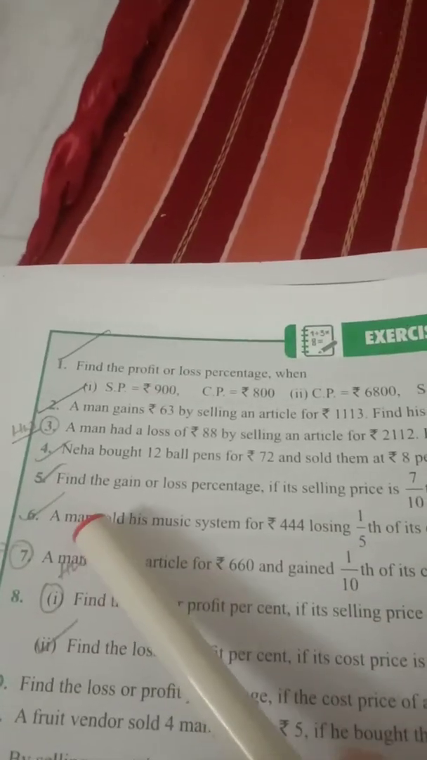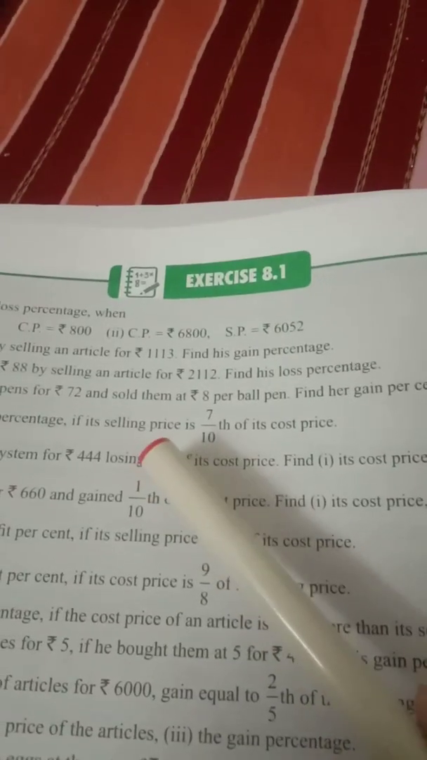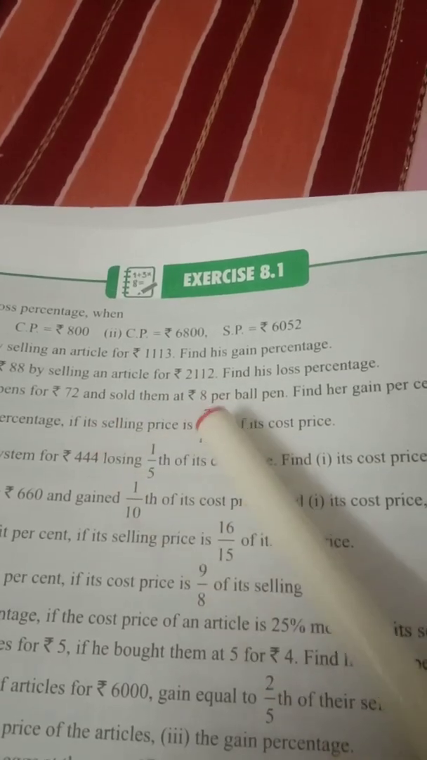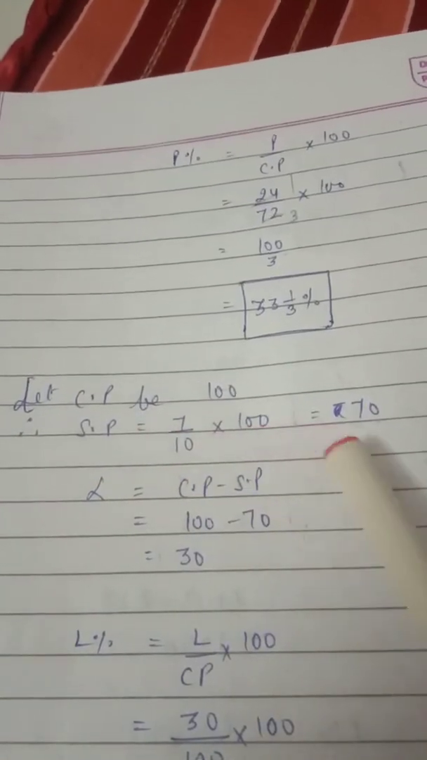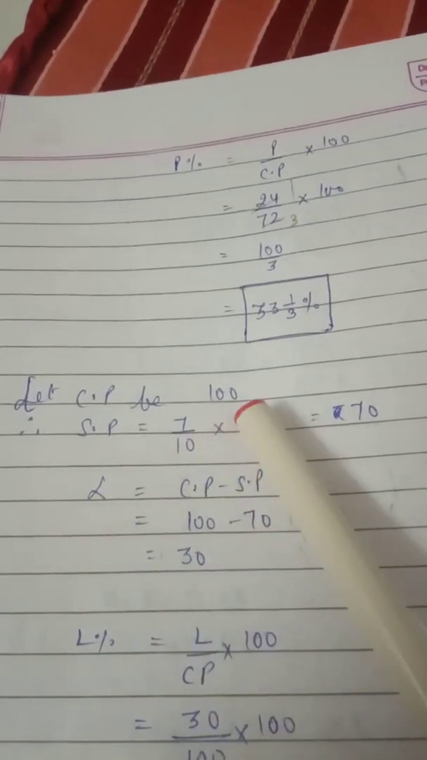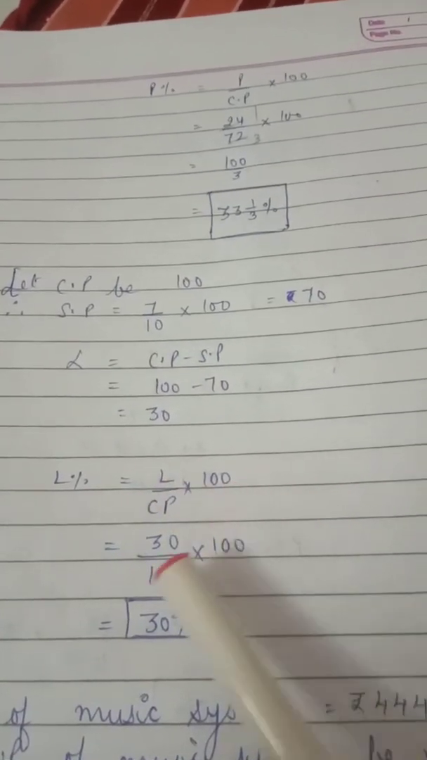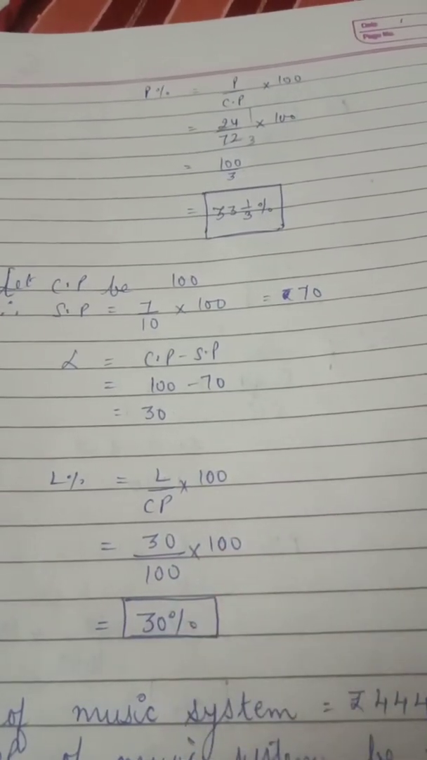Now question number 5. Find the gain or the loss percent. The SP is 7 by 10 of the CP. This is the only information that is given. So we'll assume cost price to be 100. We can do it with x also. Let CP be 100. So SP is 7 by 10 of the CP, which is rupees 70. Obviously CP is more, SP is less, so we'll find out the loss. CP minus SP, which is 30 rupees. And the percentage of loss is loss by CP into 100, 30 by 100 into 100. 100 and 100 get cut. And the percentage of loss is 30%.